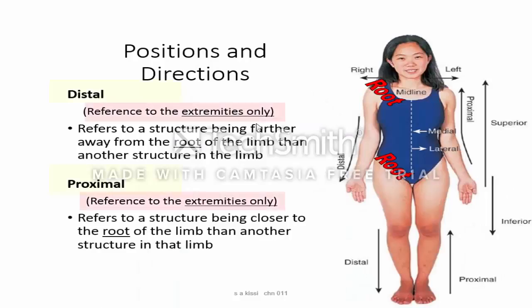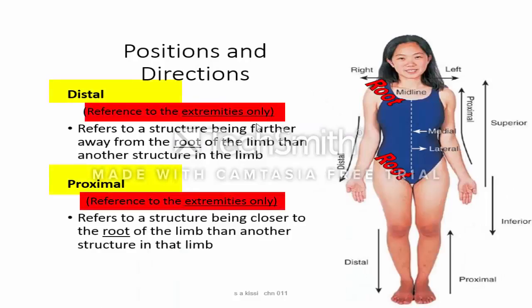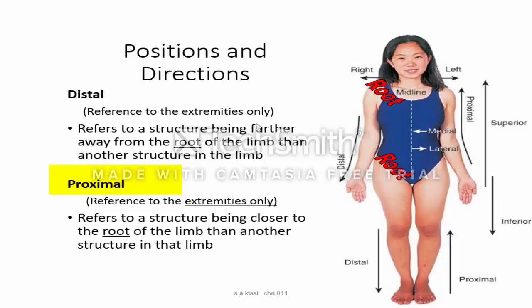Now I want to consider distal and proximal. Distal and proximal are used to describe structures on the extremities. So we have the upper extremity or the upper limb and then the lower limb. And they have roots of attachment. Structures that are closer to the roots of attachment are said to be proximal. And then structures that are further away from the roots of attachment are said to be distal. So we want to take note of that.